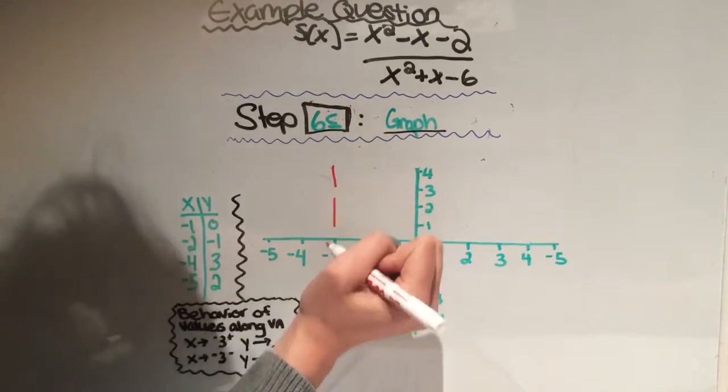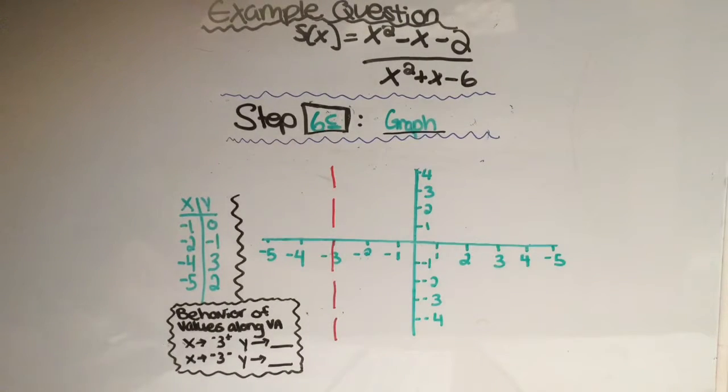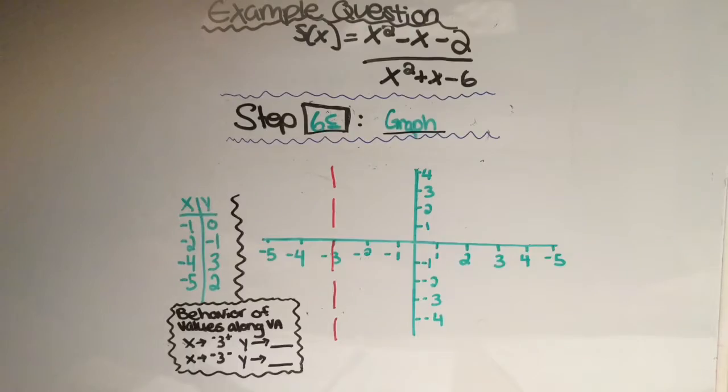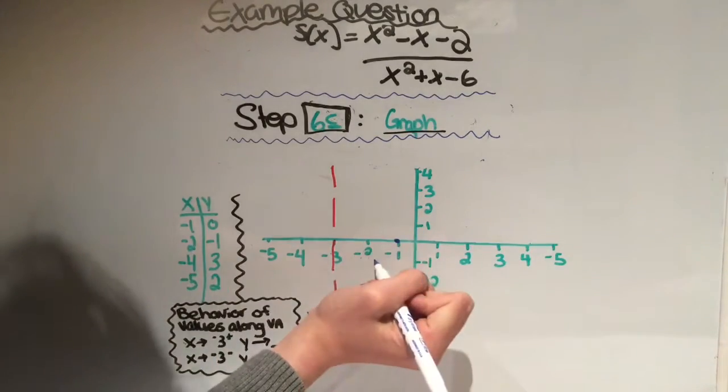In step 4, we found the vertical asymptote as -3. So the first thing I'll be doing is drawing that on my graph. The next thing I'm going to do is go and plot all my points.